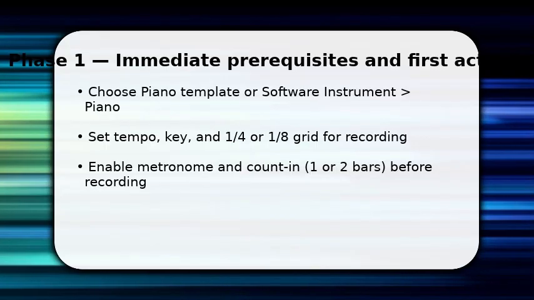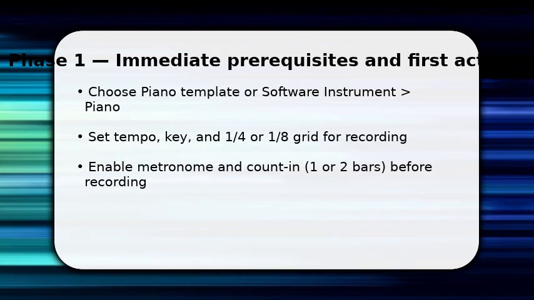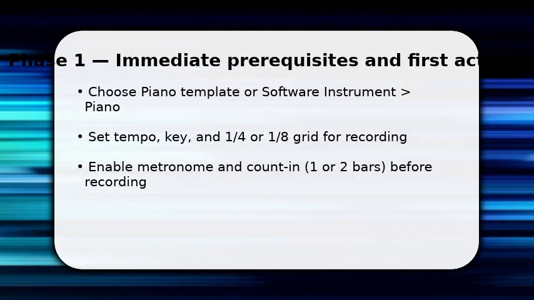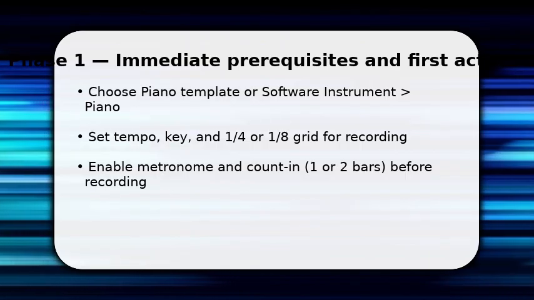You start by opening GarageBand and creating a software instrument track set to a piano patch. This gives you the correct routing and effects chain. Once done, set tempo and key to match the song and choose a grid resolution like 1/4 or 1/8 so your timing aligns. Make sure the metronome and count-in are enabled for consistent takes. This reduces timing errors and helps you focus on playing rather than keeping time.